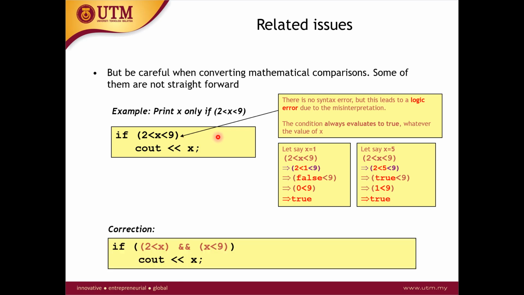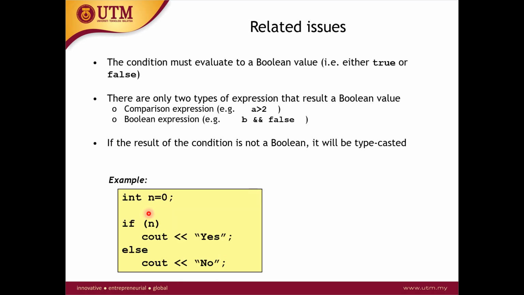So what are you going to do? You need to correct it in this way: if x greater than 2 and x less than 9, then cout x, or print x to the console. And we need to know that the condition evaluates to a boolean value. So what do we mean by that? Most of the cases, or only in the if statement, we've got two different cases.